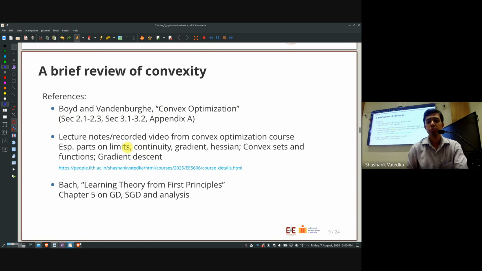You can also go through lecture notes or the recorded video from my previous convex optimization course, especially because it covers parts on limits, continuity, gradient, Hessian, and so on in a slightly more rigorous fashion. But the analysis and variants of gradient descent and stochastic gradient descent, I'll take from this book by Francis Bach. It's called Learning Theory from First Principles. Again, both these references are there on the course homepage, and a PDF is available for both these books from the authors' websites.